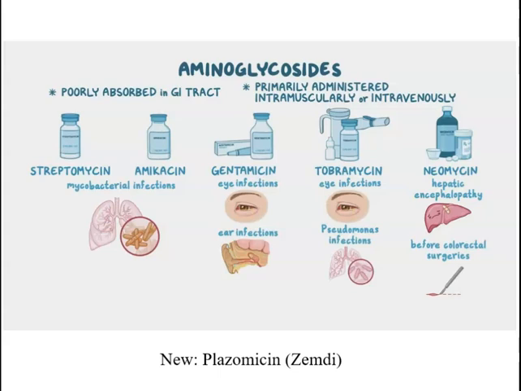So the aminoglycosides, you can see streptomycin being used to treat tuberculosis along with amikacin. Gentamicin is used to treat eye infections, ear infections. It can also be given intravenously. Tobramycin is generally reserved for eye infections and also Pseudomonas infections. And then neomycin is one of the very few that is absorbed in the GI tract, and that treats encephalopathy and also sterilizes the GI tract before a lot of GI surgeries.